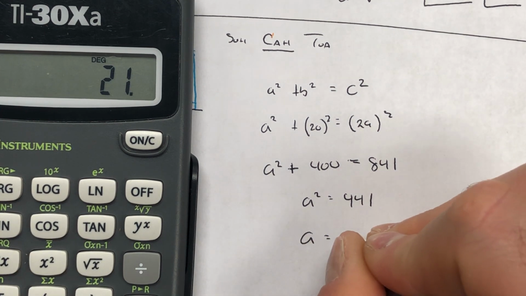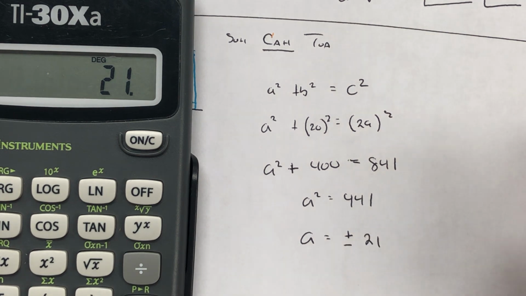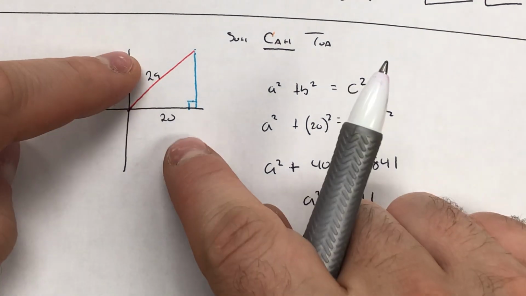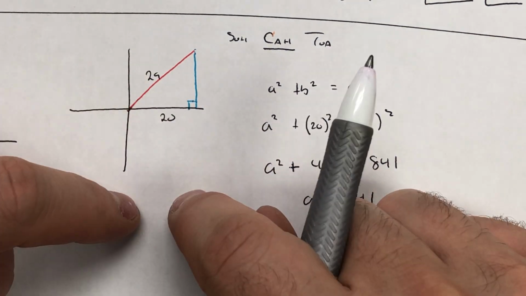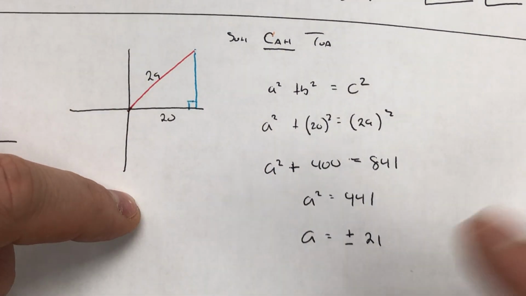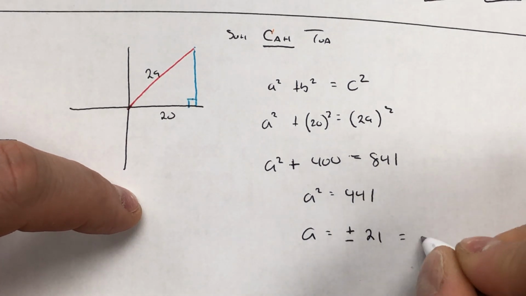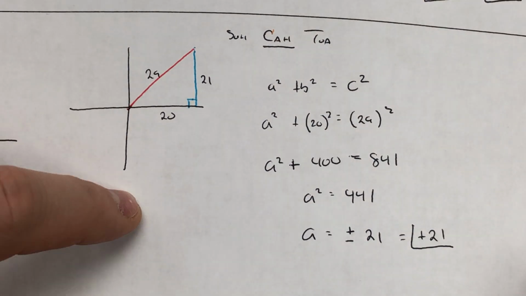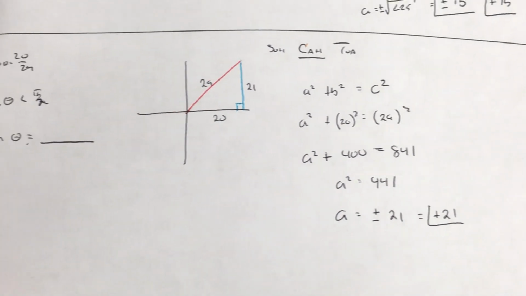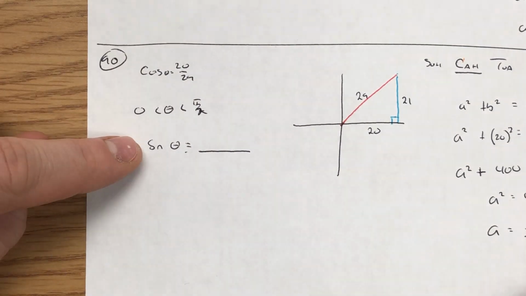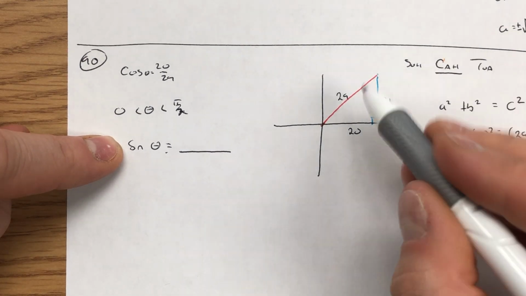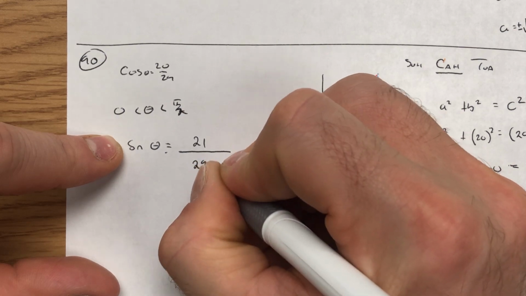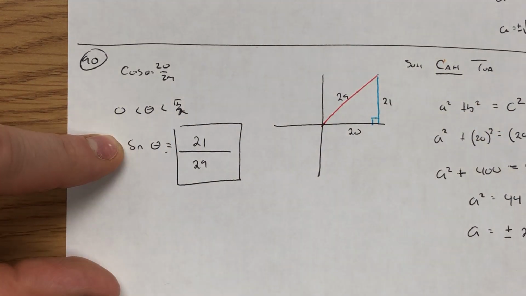So now a is either positive or negative 21. We're not sure which. We have to look at our triangle to figure that out. This triangle could be going up or it could be going down with those two values. In this case, I know that my a is equal to a positive 21. Awesome. And so that is all I need to answer my original question. Sine is opposite over hypotenuse, 21 over 29. There we go.